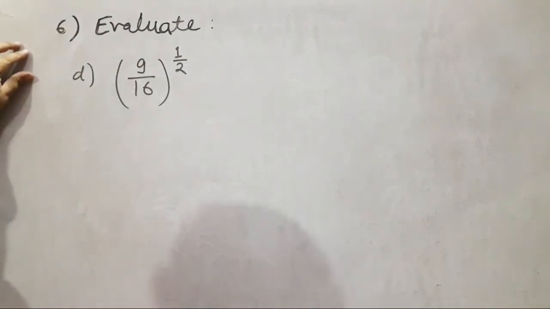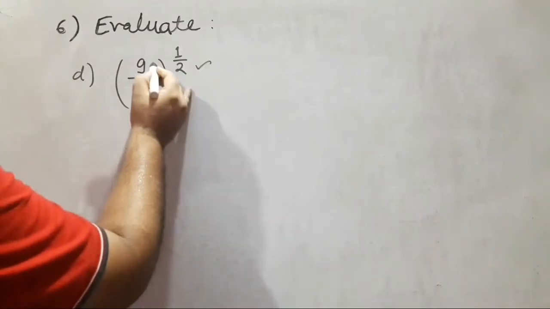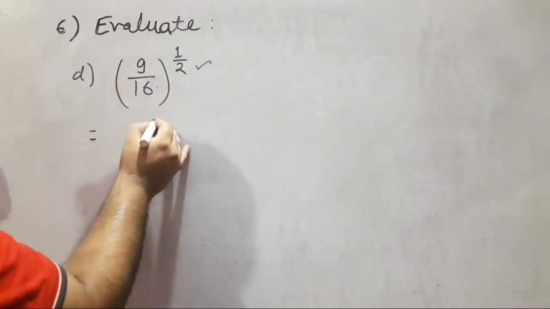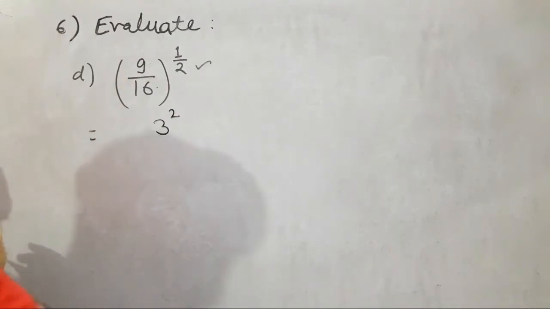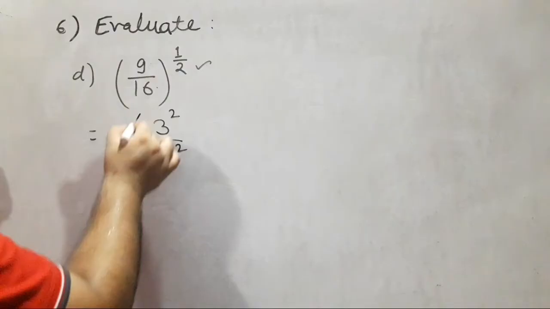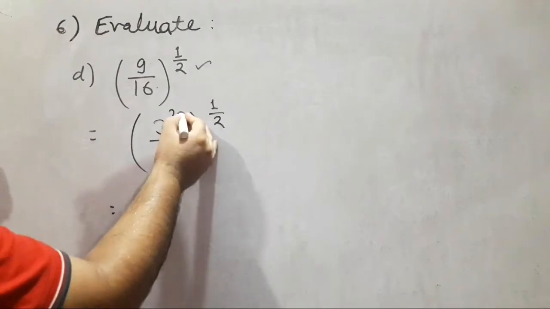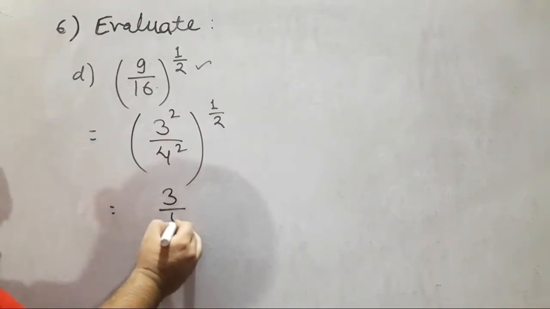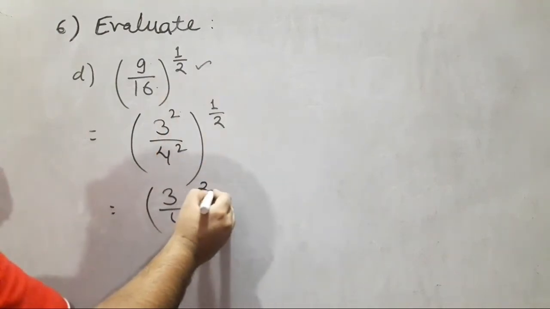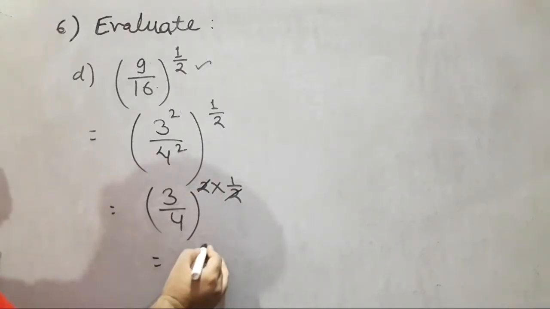Question number D, similar to question number C. Here in the denominator of the power there is 2. I have to convert this 9 and 16 in the base containing the power 2. So 9 can be written as 3 power 2, that is 3 square, and 16 can be written as 4 power 2, that is 4 square, bracket power 1 by 2. Now we can take these powers common. So 3 by 4, these two powers shall be common. It shall go outside. 2 into 1 by 2. These two and these two can be cancelled. 3 by 4.